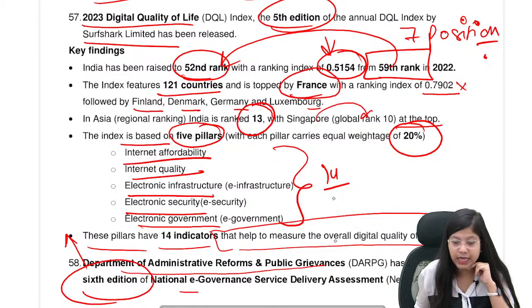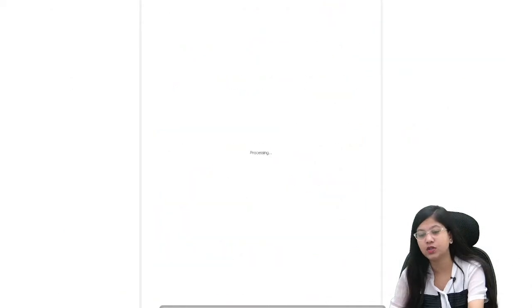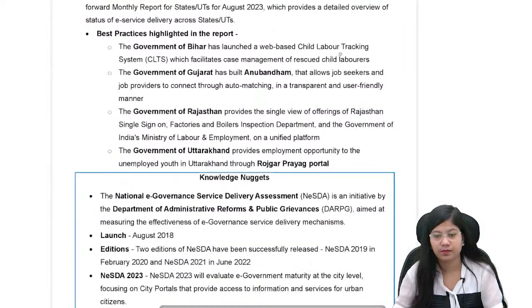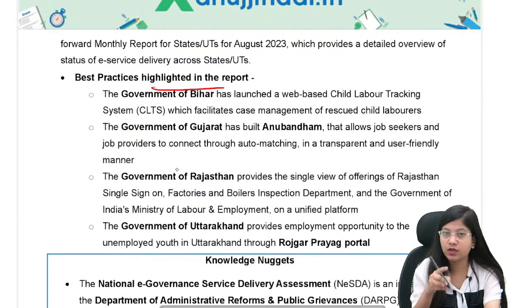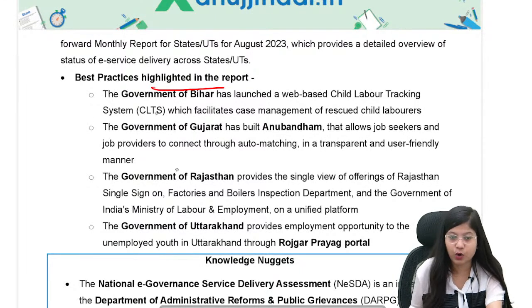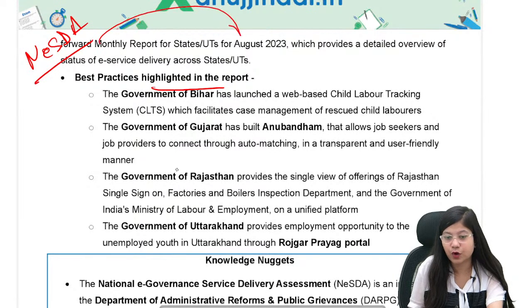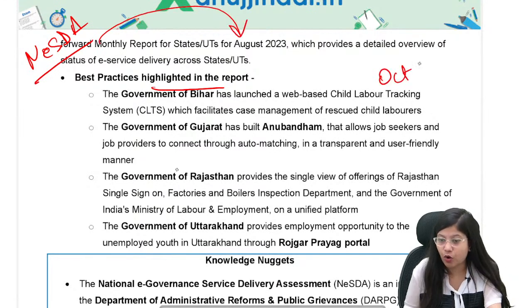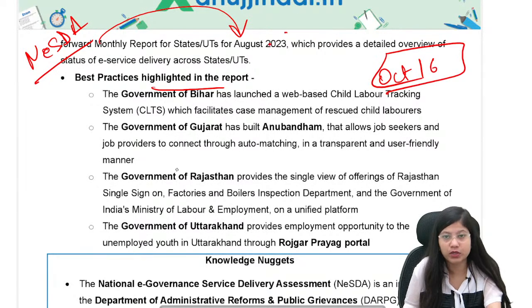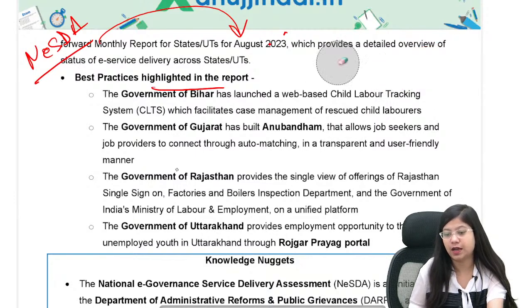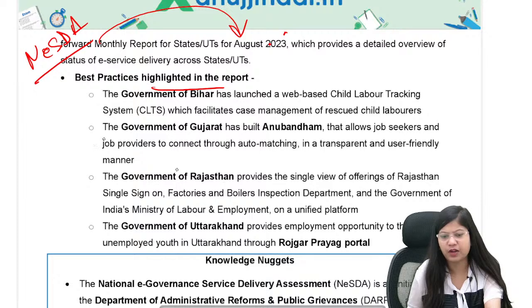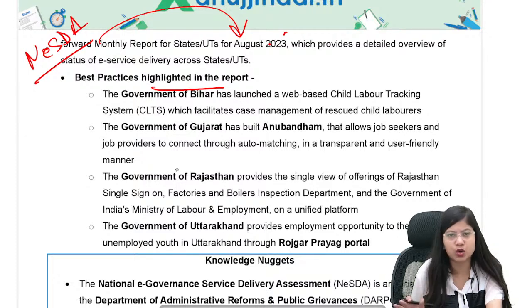The 6th edition of the National E-Governance Service Delivery Assessment Survey was released. Now the best practices that this particular report has highlighted. First of all, I forgot to mention the fact that this particular service delivery survey is for the month of August and your exam is on October 16. So data is important, monthly data is also important, right? Now, what do you have to remember from this data? Only the facts that I have mentioned here. Apart from this, don't go into the depths because that is not required.